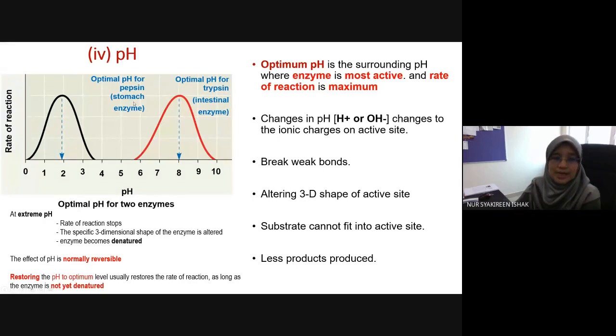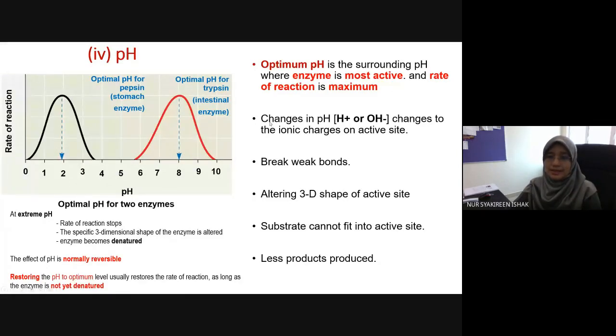The other enzyme here is trypsin. Trypsin is the enzyme produced by the pancreas that works in the intestine, and the intestine is also capable of producing its own enzymes. For this enzyme to work at its optimum rate of reaction, the optimum pH is basic, around 8.